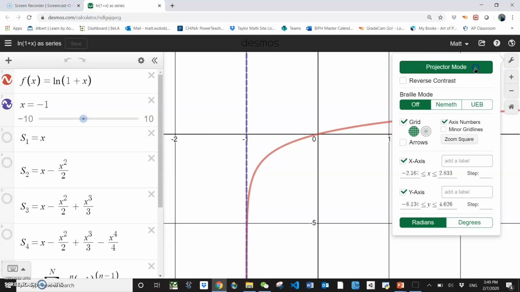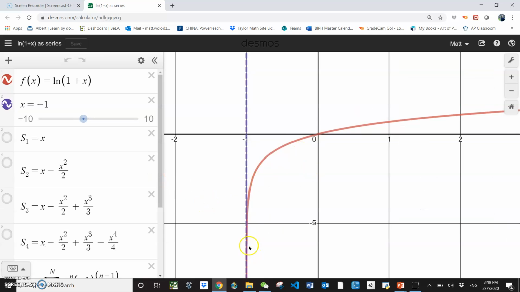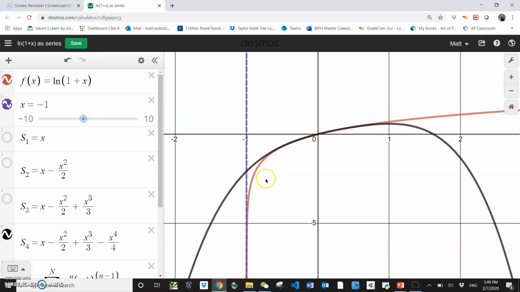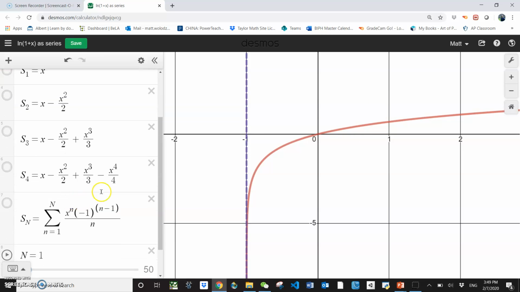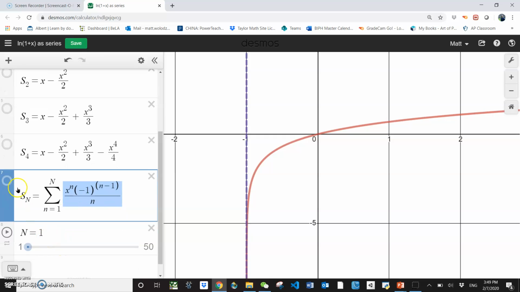So here we have a Desmos file where I have my natural log of 1 plus x. I have the asymptote at x equals negative 1. And you'll see here that my partial series, as I keep adding more and more terms, more closely matches my function, the curve. This is only at 4 terms. Of course, 4 is not very many, and I don't want to type out 30 or 40 terms. It becomes monotonous. So I use my summation notation and a slider, and we can very quickly add as many partial sums as we want.